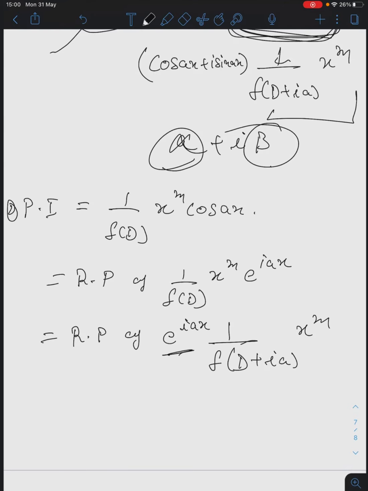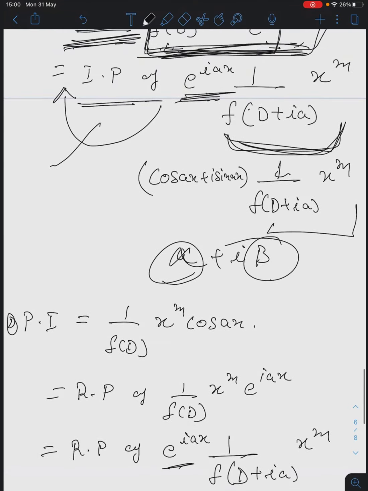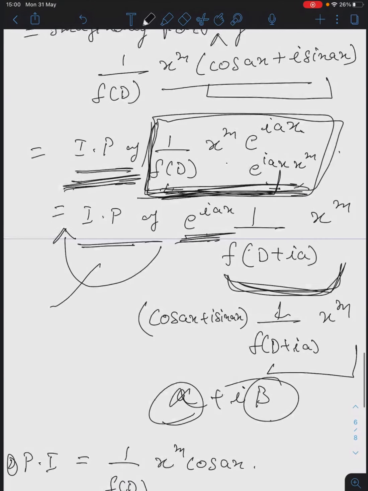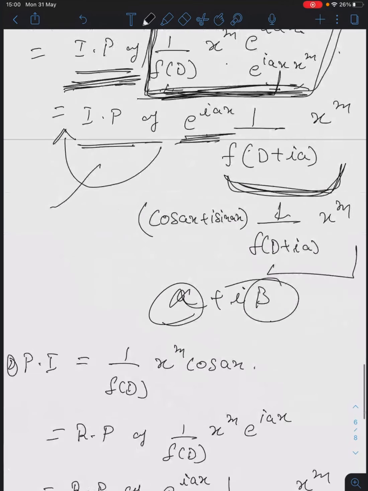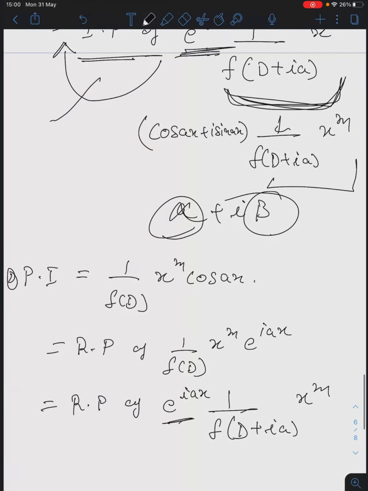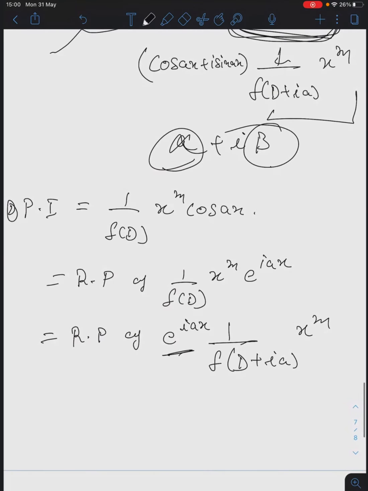Yes, ma'am. Okay. So this method you will apply when you have x to the power m being any positive integer. Let us now look at an alternative method of finding the particular integral when m is equal to 1. Okay, this is only for m is equal to 1.